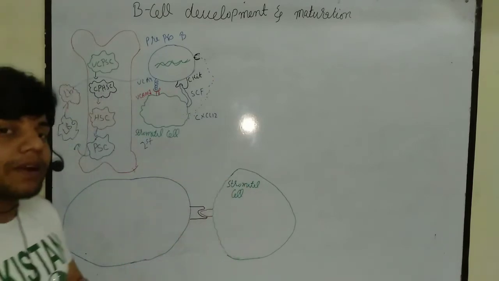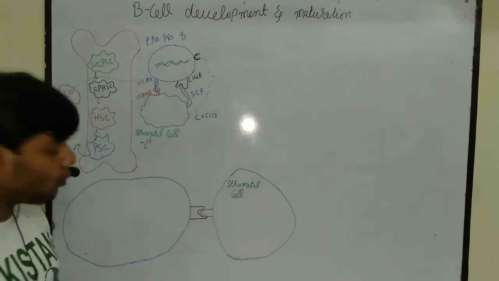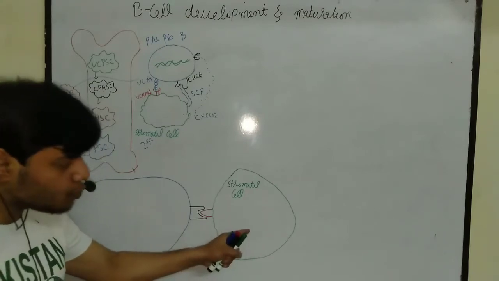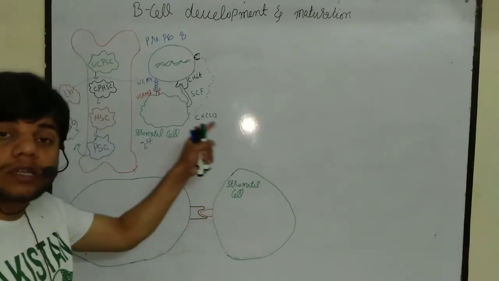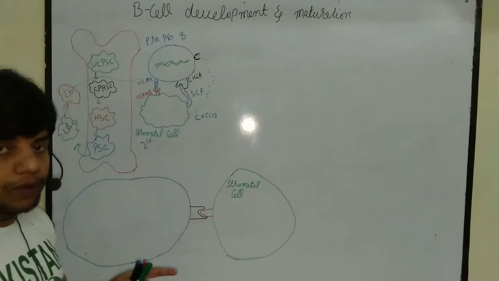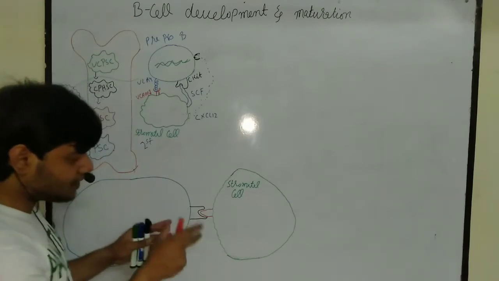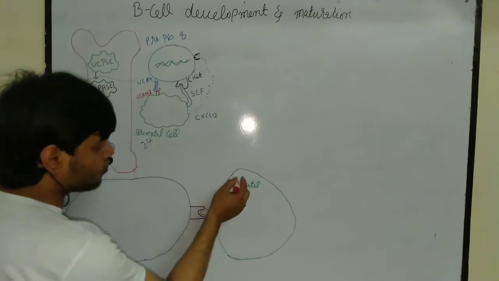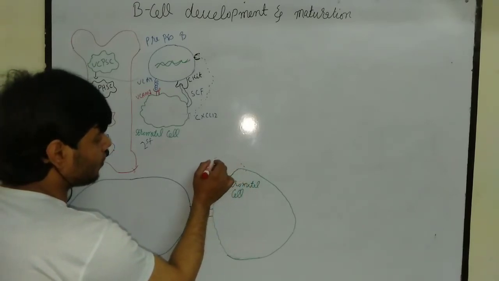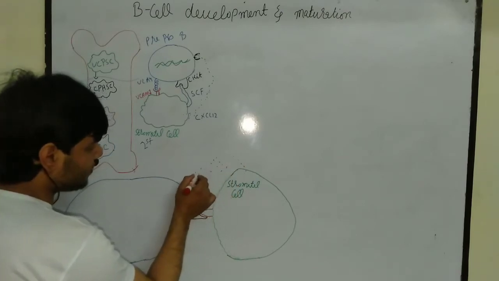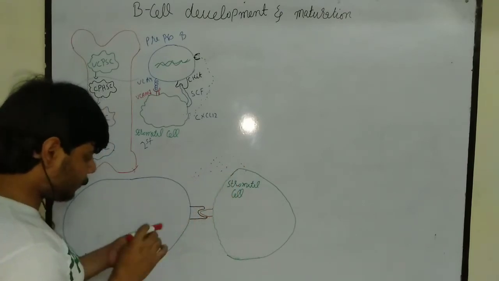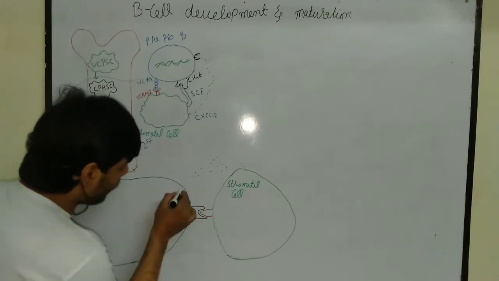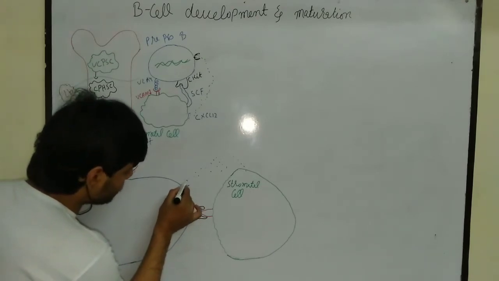With the second stromal cell, when the pre-pro B cell is connected, what happens then? This stromal cell will then produce interleukin 7. After this recognition of the second stromal cell, this stromal cell will secrete interleukin, which we call interleukin 7. Okay, so this is actually the interleukin 7 receptor.